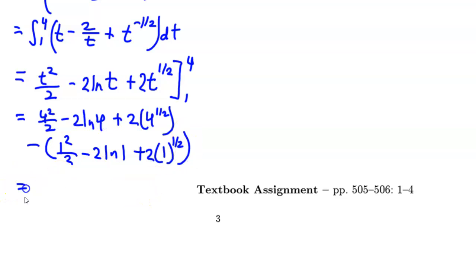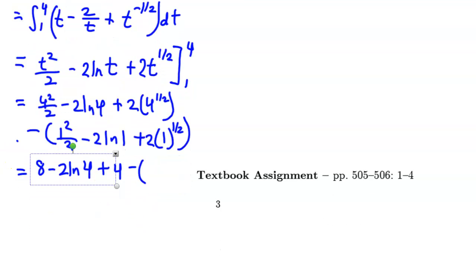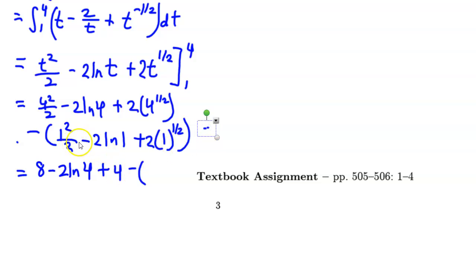Okay, so 4 squared over 2 is 8. Minus 2 ln 4, I'm just going to have to write it as 2 ln 4. I'm not sure what that is, it'll be some decimal. Plus 4 to the half is 2. 2 times 2 is 4. And then we're going to subtract. This would be half, yes. ln 1 is 0, so that whole term disappears. And then this would be plus 2.